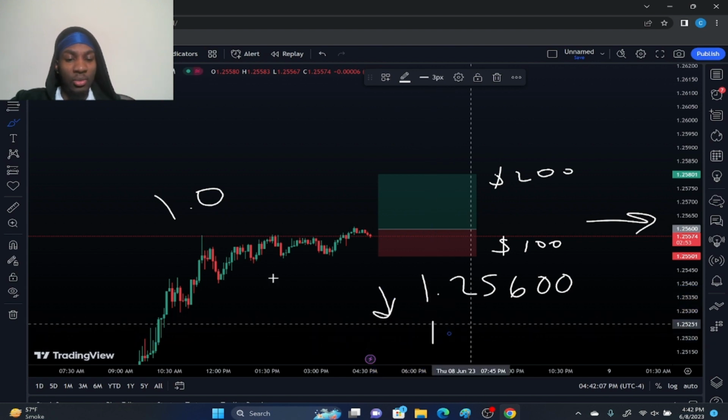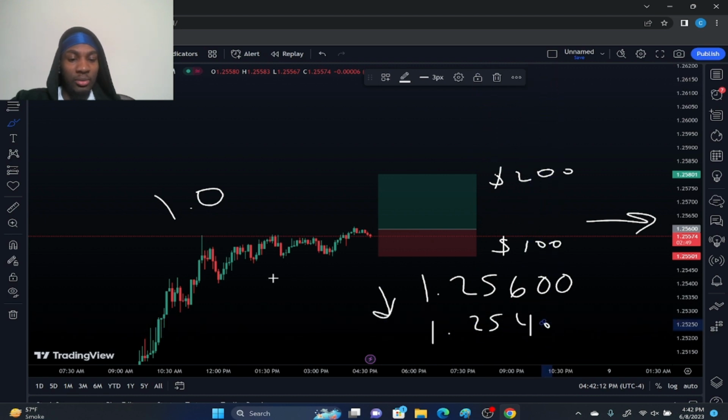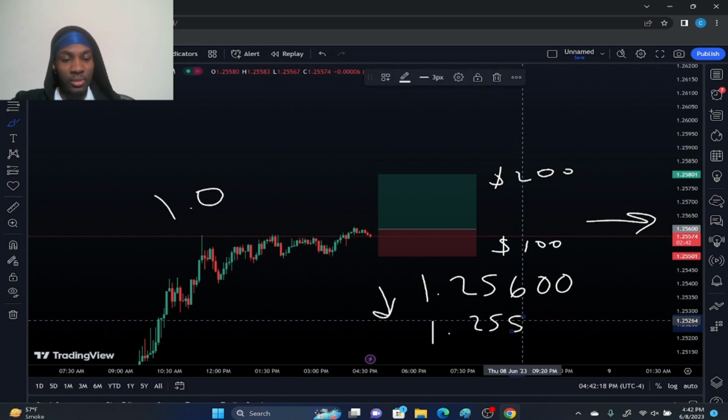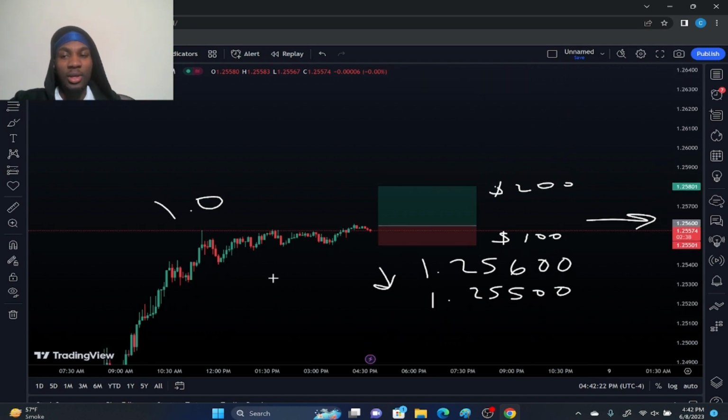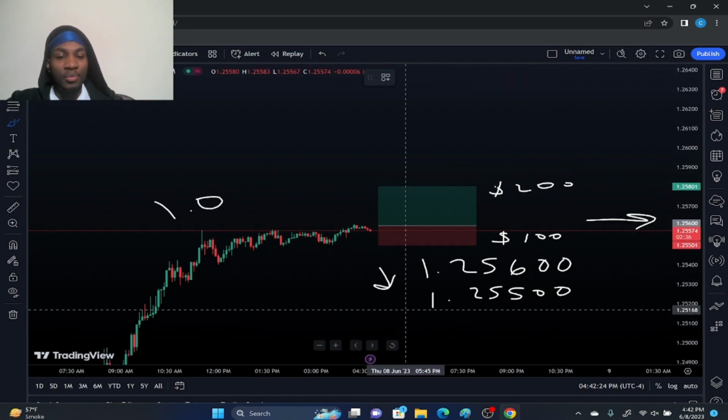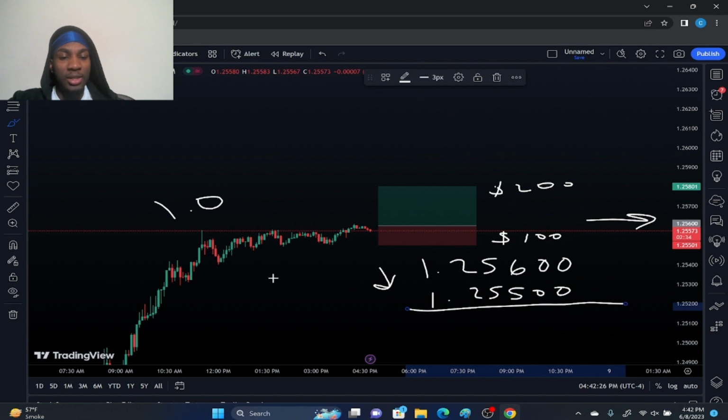that will mean we're getting out at 1.25400, or no, in this case it's 500. That is a 10 pip stop loss. Okay. All it is, you're subtracting these numbers and you're getting that.